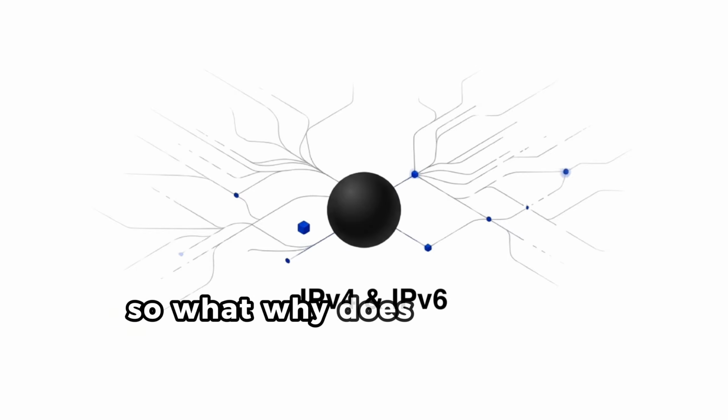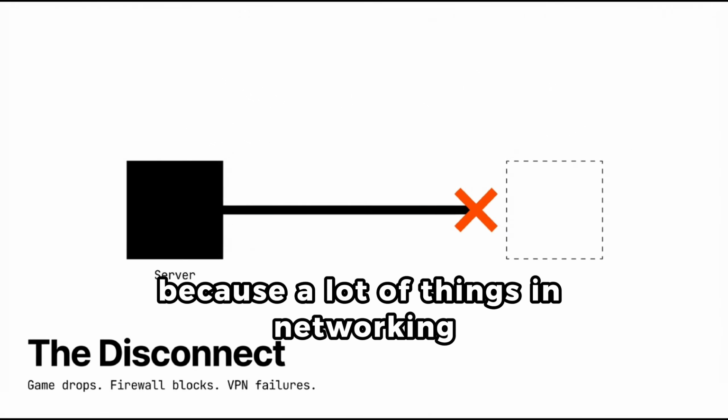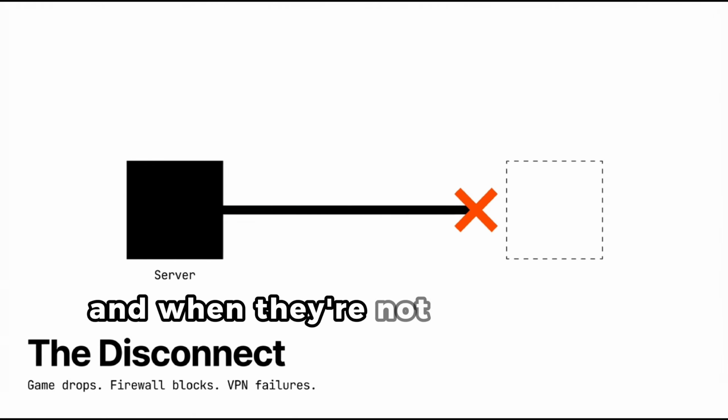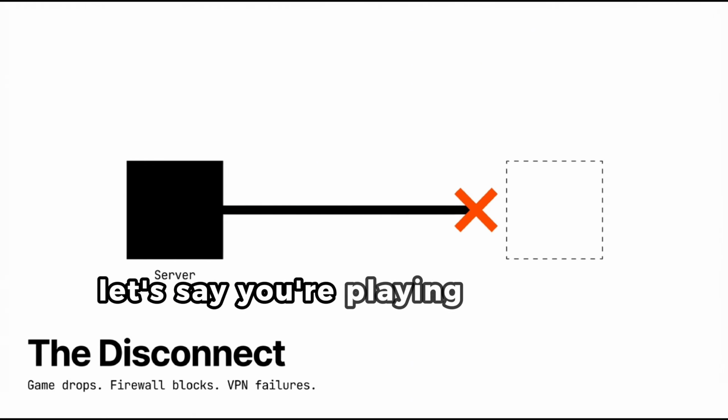Okay, so addresses change. So what? Why does this matter? Because a lot of things in networking assume addresses are stable, and when they're not, things break. Let's say you're playing an online game.